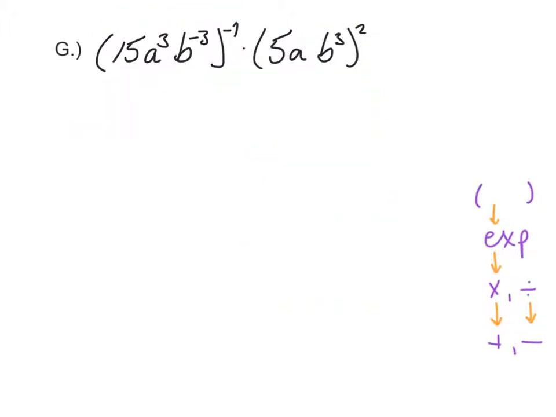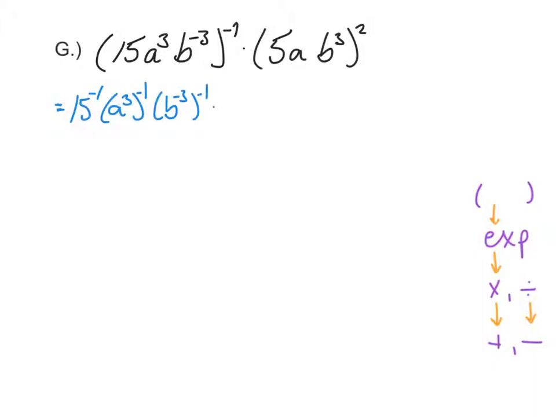In part G, it's a little bit more complicated, but still just take it one piece at a time. So the first thing we're going to want to do with each set of parentheses is to pass out this exponent. Since we're dealing with the parentheses, everything gets an exponent. That's going to mean 15 to the negative first, and then a to the third to the negative first, b to the negative third to the negative first.